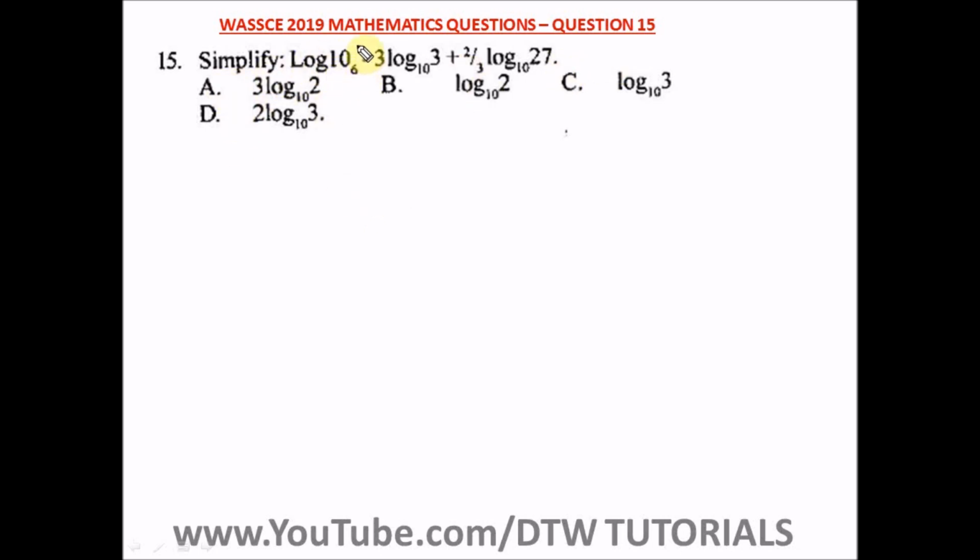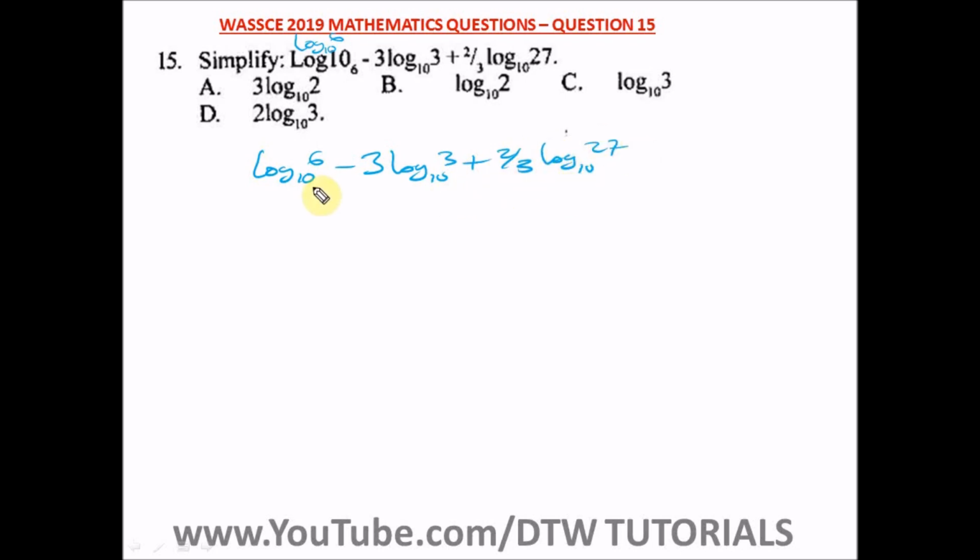Sorry, this is log 6. This should be, sorry for the typo, log 6 base 10. So it says simplify this. Let me write this down again: log 6 base 10 minus 3 log 3 base 10 plus 2 over 3 log 27 base 10.